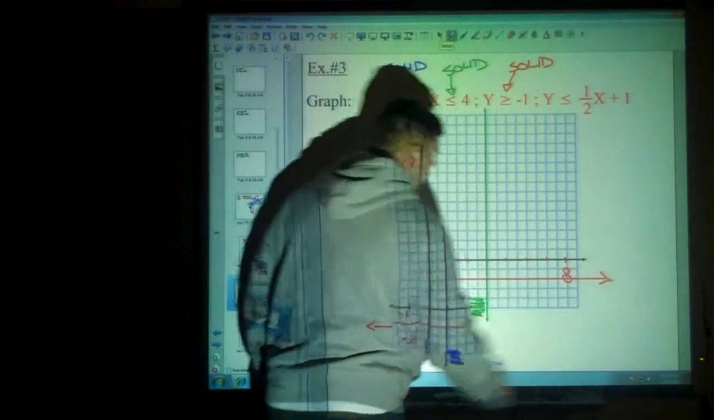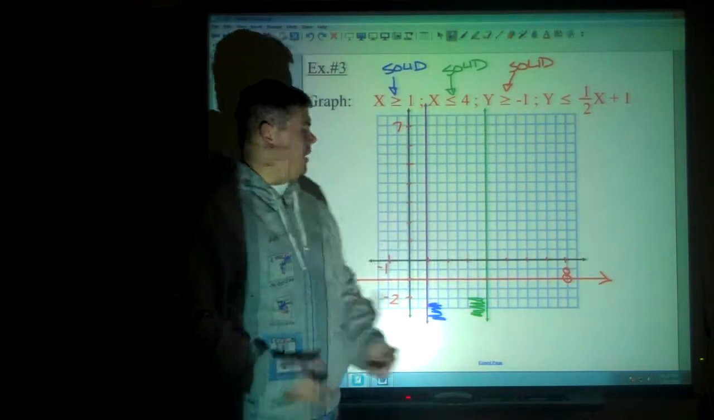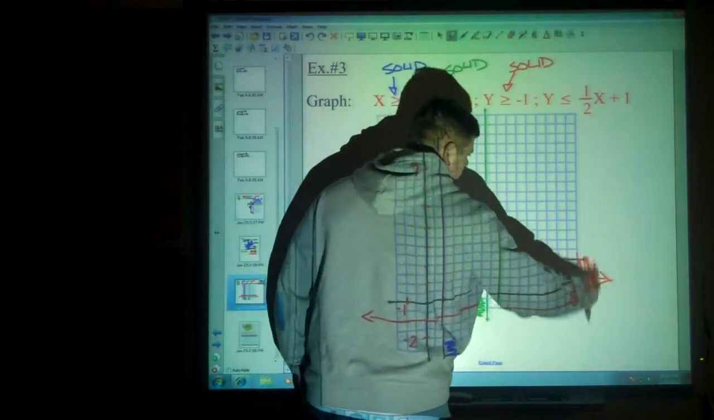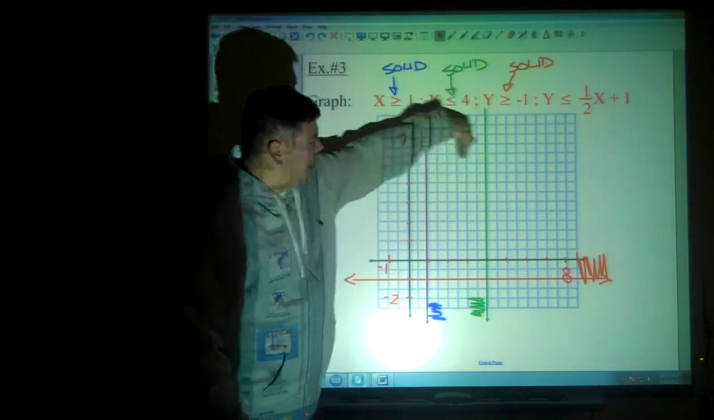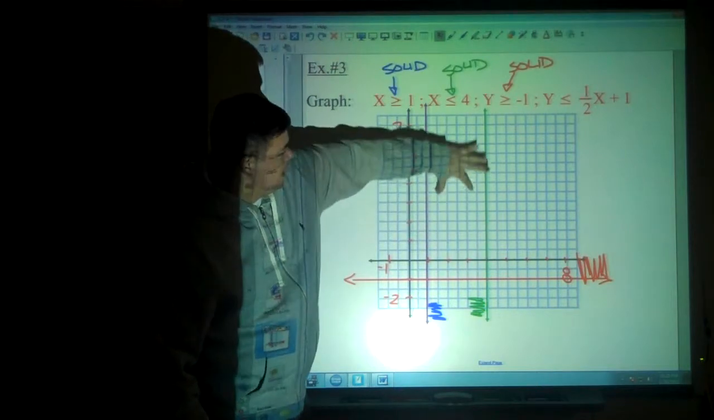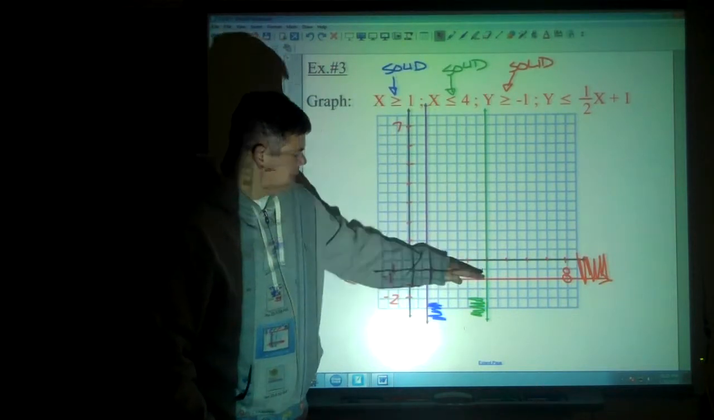And I need to test a point. So I try 0 out again. Is 0 greater than negative 1? The answer to that is yes. So I will shade up on my toothbrush. So now I'm to the right of the blue, I'm to the left of the green, and I'm above the red, which means now I'm in this region right here. Anything in here works. Not below the red anymore, above the red.